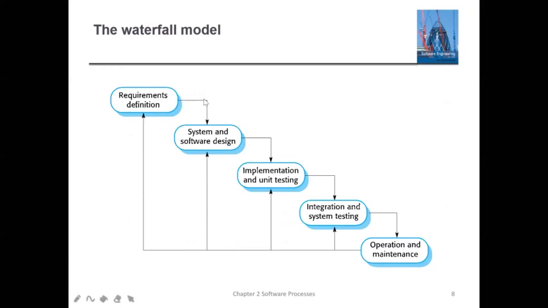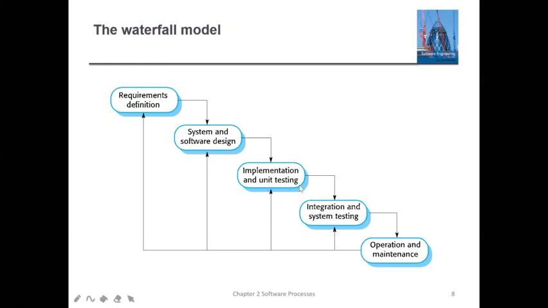So next you can see the arrow mark. We are going to find out the system and software design. Here you are going to design the system or design the software. Next you can see this arrow mark. Next is implementation and unit testing. You have to implement the design architecture. You have to go for the testing.